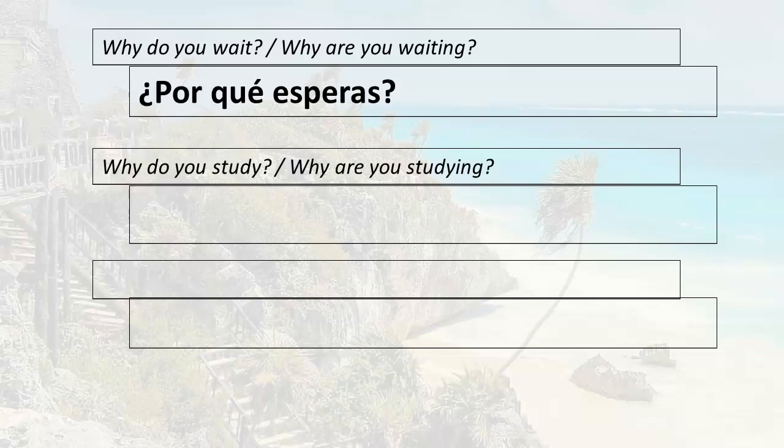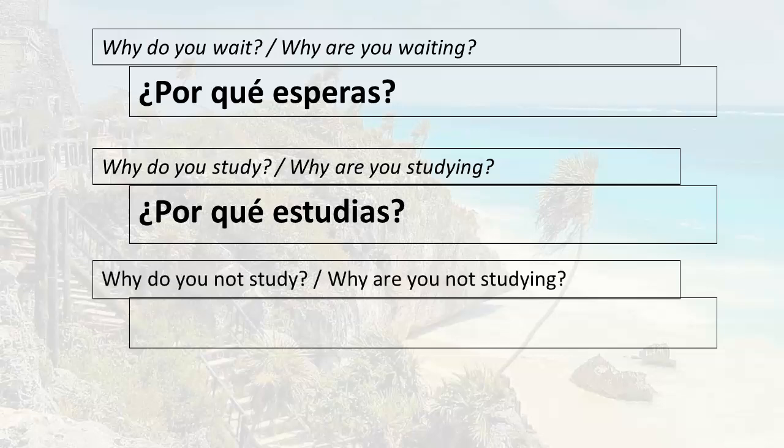Next question, why do you study? The verb estudiar, a regular AR verb, and we've studied the AR verbs in detail at this point. So why do you study? Again with tú as your subject. Por qué, and then the verb estudiar with tú. Por qué estudias? ¿Por qué estudias? Why do you study? Why are you studying?